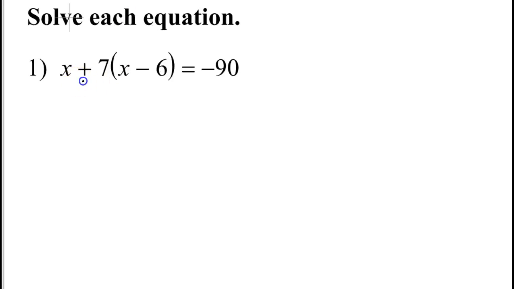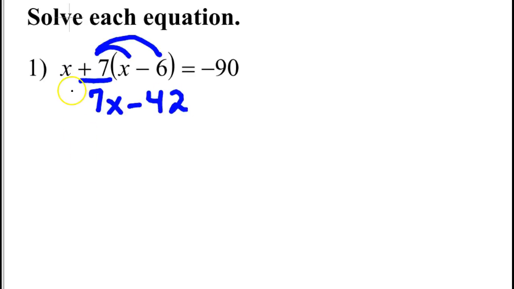And remember that the first thing you want to do is distribute. So start off by distributing the 7 to the x and to the negative 6. So 7 times x, 7x, and 7 times negative 6 is negative 42. Okay? So just multiply out. Bring down everything else. So just bring down the x plus, we didn't touch that. And same thing here, bring down the equals negative 90.